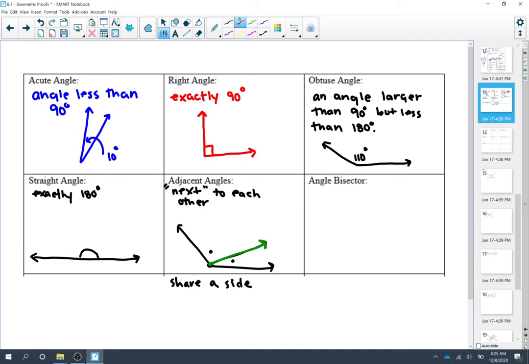Angle bisector, we should already know this because we have a theorem about it. Cuts an angle in half. Okay, so if I have an angle, let's say I have a 90-degree angle. So I'm going to put the box here. And then I draw an angle bisector. If that is an angle bisector and that's a 90-degree angle, then how much do I know this and this are? And that would be 45 and 45 because it cuts it in half. So then the two other angles formed are congruent or are equal.